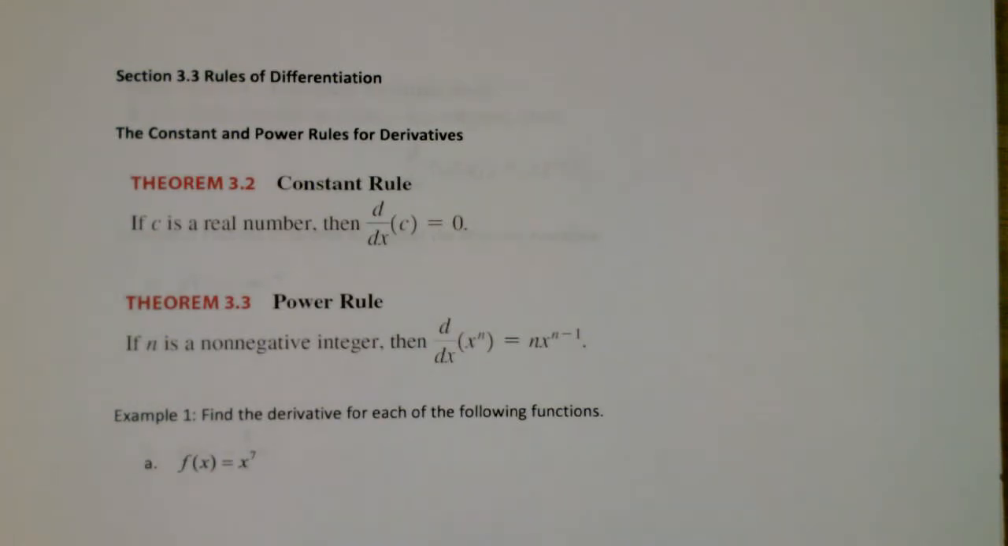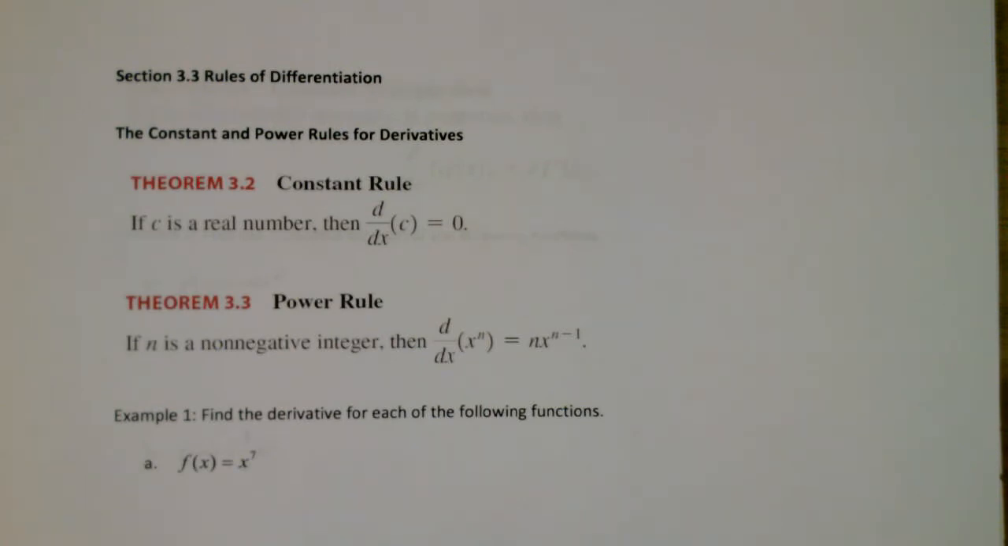Okay, now if you recall back in section 3.1 in a video that I did for that section, I gave you the definition of the limit, where we have to use a limit as h approaches 0 of f of x plus h minus f of x, divided by h. We had to use that definition, and we had to go through all those steps in order to find out what that derivative is. Here in this section, we're going to find the derivatives, but we're going to do it in a shorter way.